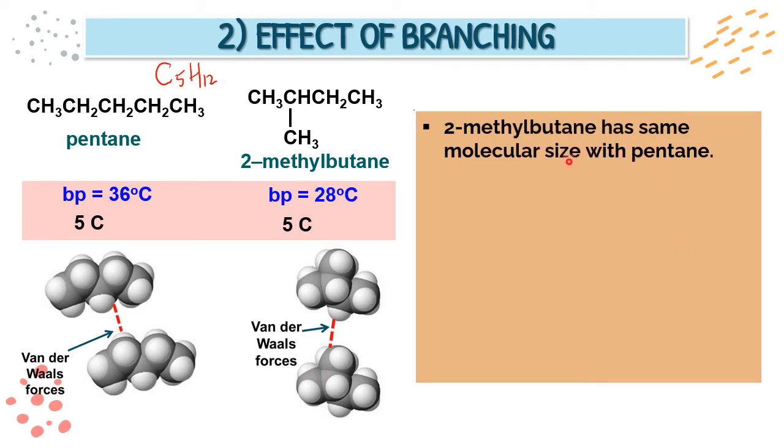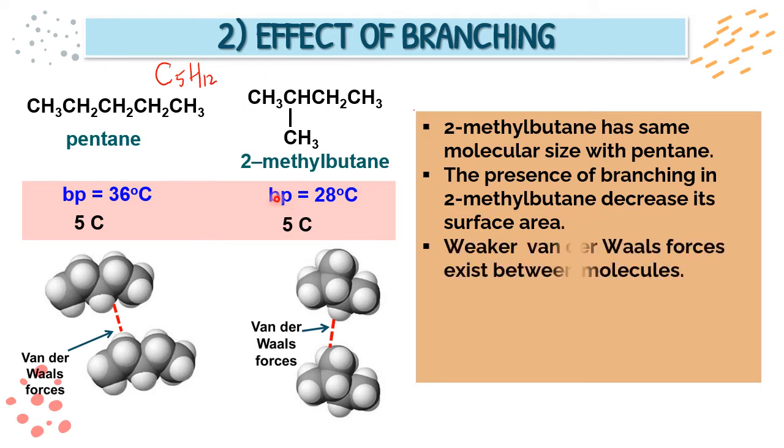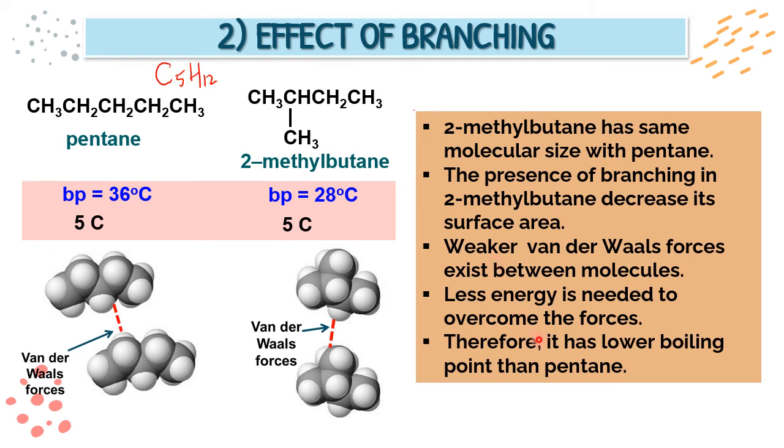So let's look at the explanation. 2-methyl butane has the same molecular size as pentane. You need to mention that first, because we want to remove the factor of molecular size. Then, the presence of branching in 2-methyl butane will decrease its surface area. Thus, it will weaken the van der Waals forces between the molecules. So less energy is needed to overcome the van der Waals forces. Therefore, 2-methyl butane has a lower boiling point than pentane.